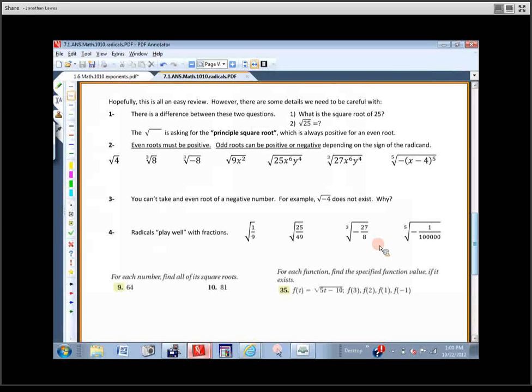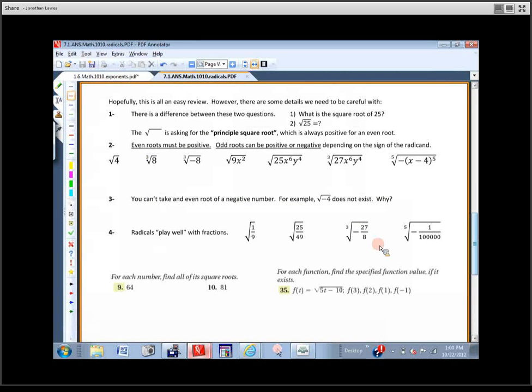Okay, so go ahead and flip the page over. And again, this just kind of summarizes what we've learned. There's a difference between these two questions. What's the square root of a number? Versus if we have that radical sign there. So what number do I square to get 25? Plus or minus 5.